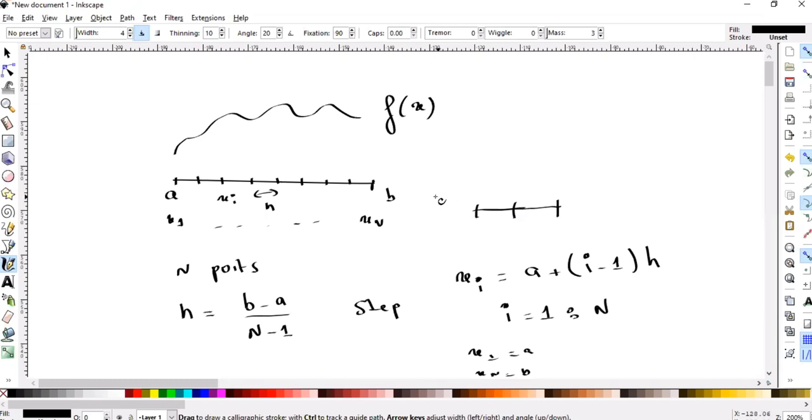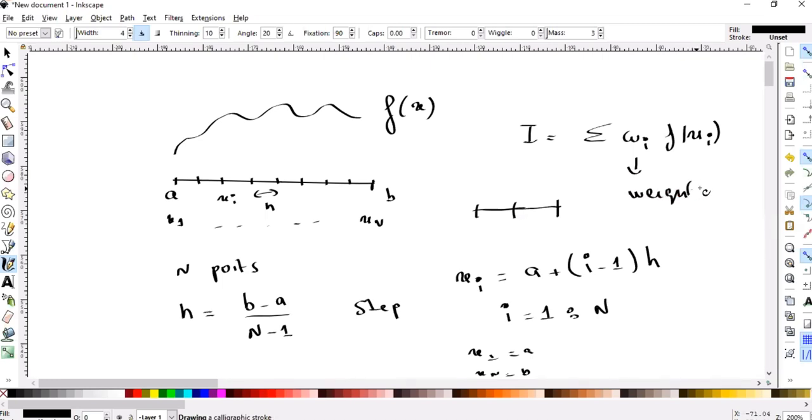So the most common way to compute an integral is to define n equidistant points and to express your integral as a sum of omega i f of xi, where these omega i are the weights. Now we will see different methods, and for each method the weights will be different. The first method that we will see is the rectangle method.